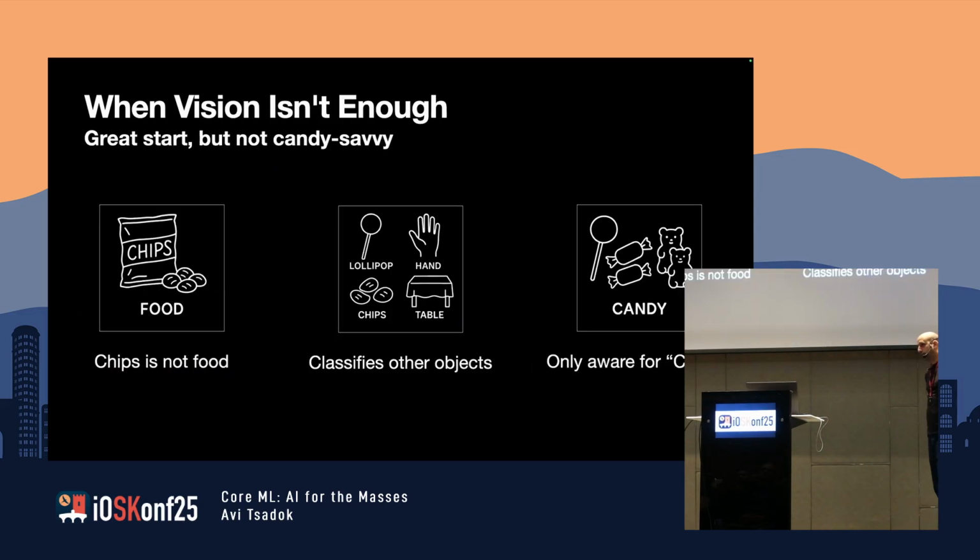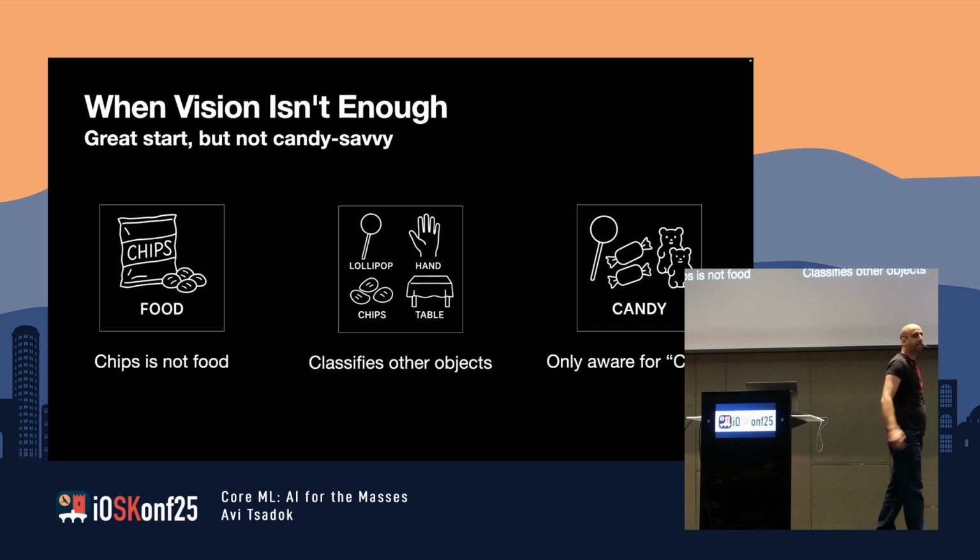So there are some problems with that if we want to build our amazing Candies Snap app. The first thing is that potato chips are considered to be a food in the Vision Framework. That's a problem, not if you argue with my son. My son thinks it's a food. But we understand that it's a snack, it's a candy, it's not really a food.